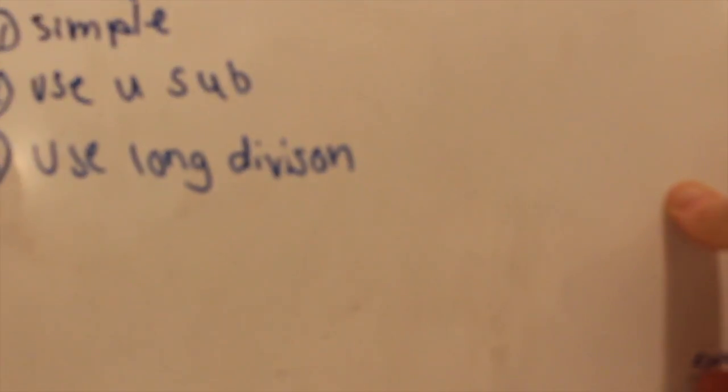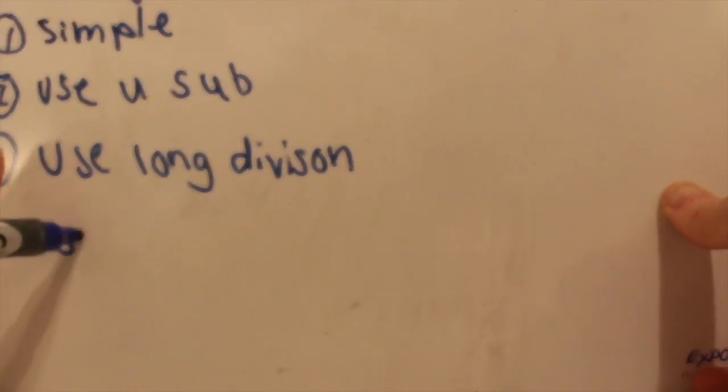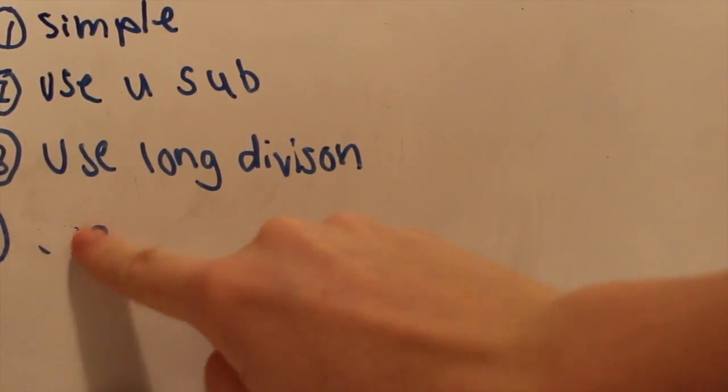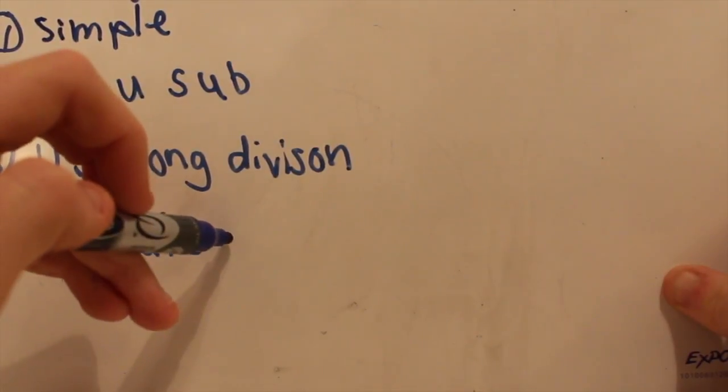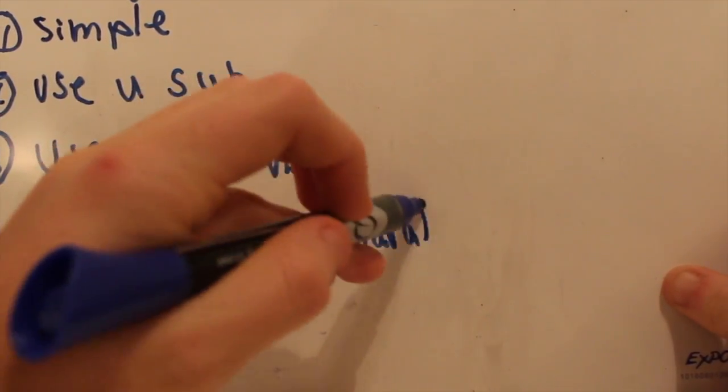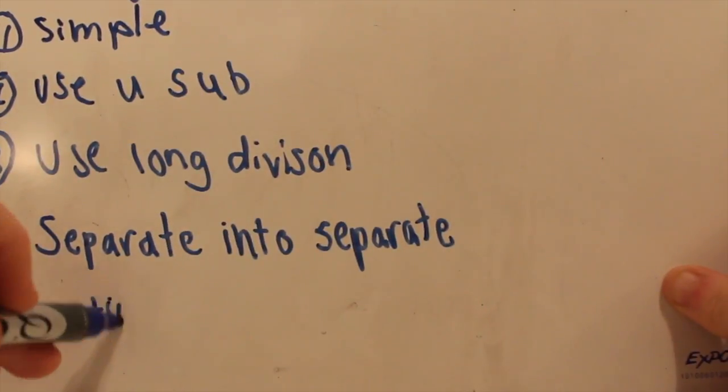So for integrals, there are four main ways to solve a difficult problem. The first one is that it can be a simple problem that just uses a formula. Second is to use U substitution. The third is to use long division and then U substitution if needed. And then the fourth is separating the numerator into different fractions and then using U substitution if needed.